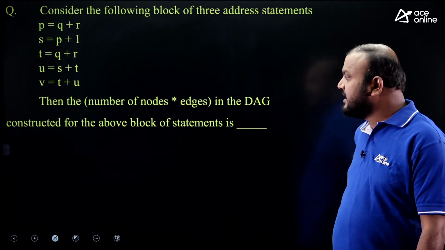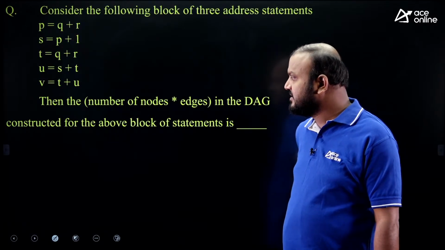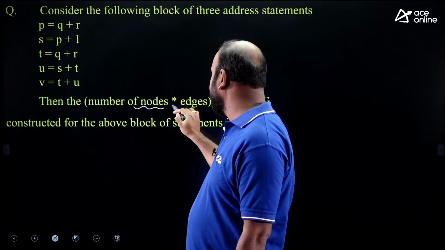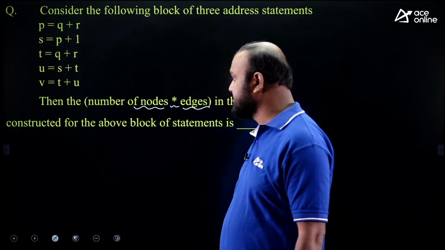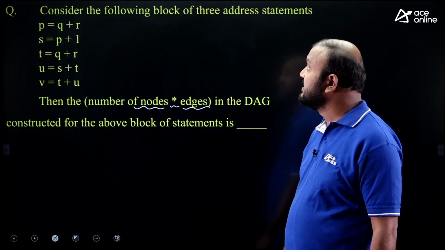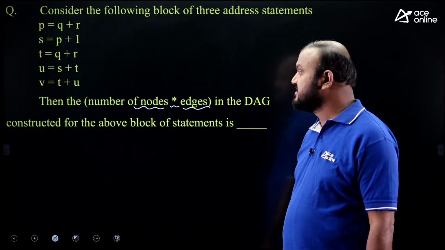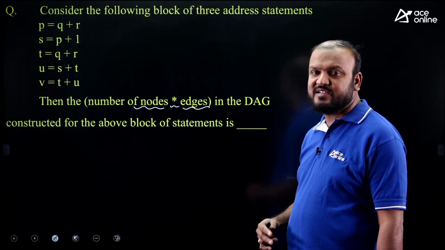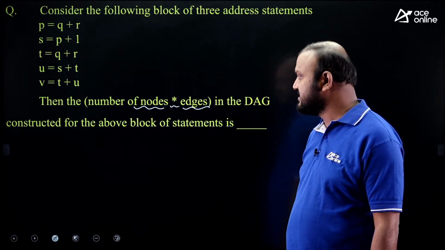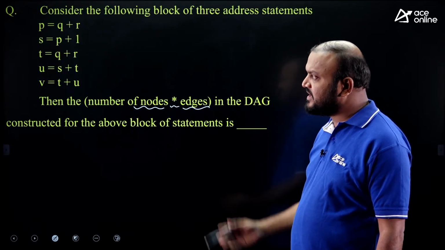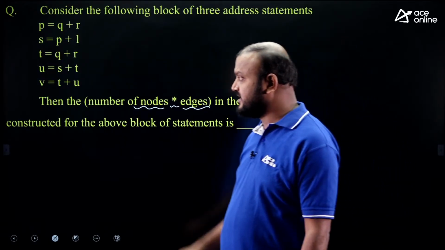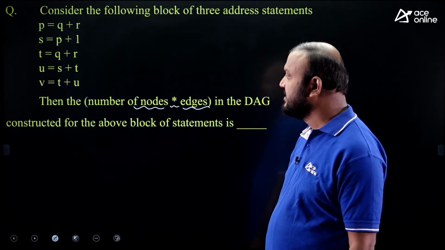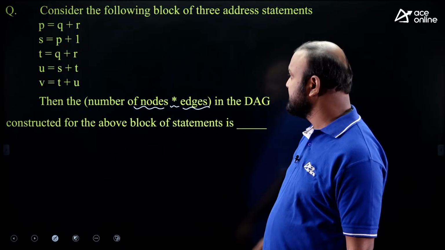And questions are asked on DAG. Look at the question: the number of nodes into edges in the DAG constructed for the above block of statements. Previously questions were asked as number of nodes and edges. Now the question is slightly different, number of nodes into edges. So how do you do this? You construct a DAG for this TAC, and see how many nodes and how many edges, and nodes into edges is the answer.